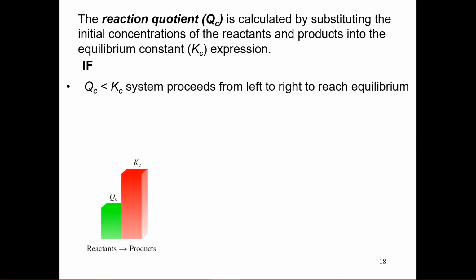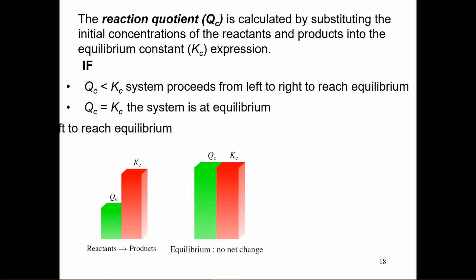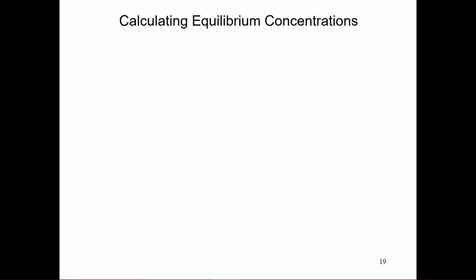If Qc is less than Kc, the system proceeds from the left to the right to reach equilibrium. There, the reactants will go to products. If Qc equals Kc, the system is at equilibrium. And if Qc is greater than Kc, the system proceeds from the right to the left to reach equilibrium. Calculating equilibrium concentrations.